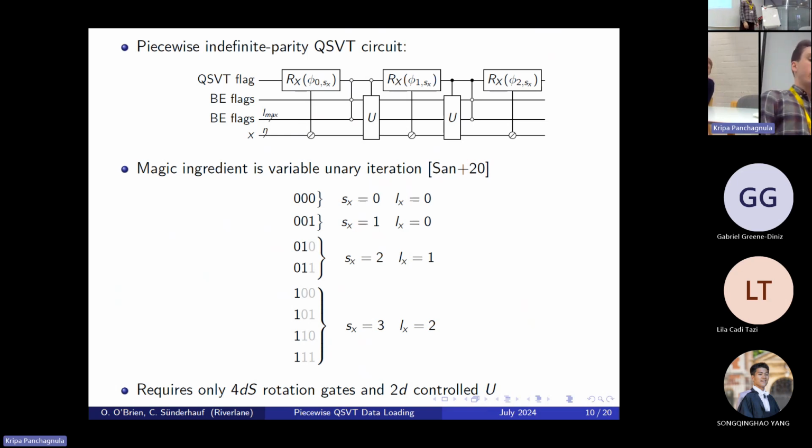And carrying out this variable linear iteration, instead of costing 2 to the n, it costs in the number of sections that I have. So I only have to iterate over s different regions, and in each of those regions, I have to apply 1 controlled rotation, which costs me 2 normal rotation gates. And I have to do this because I'm doing this indefinite parity version. I actually have to do 2d phase gates rather than d phase gates, which gives me this total of 4ds rotation gates.